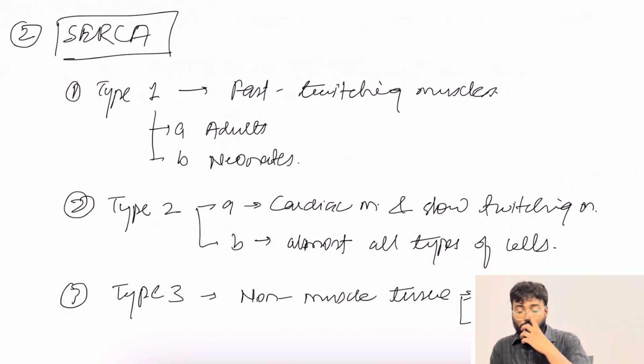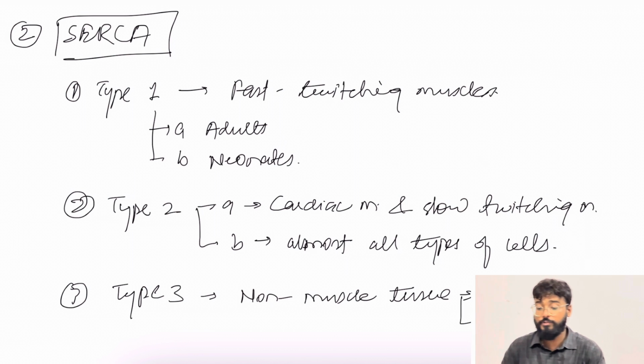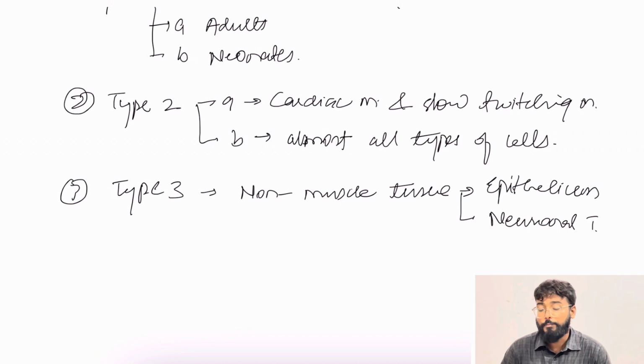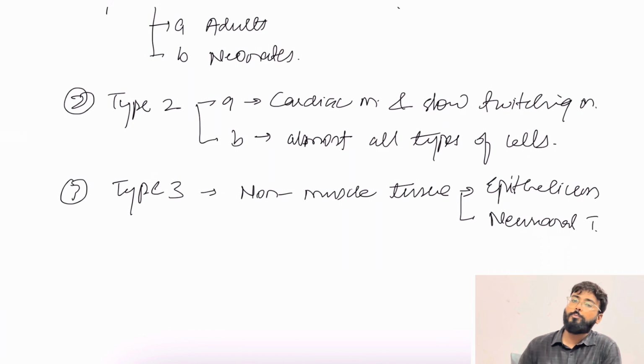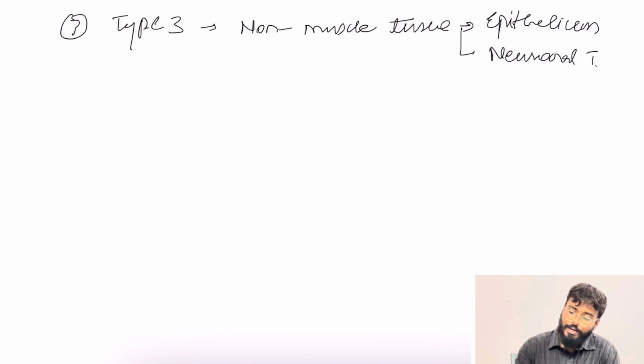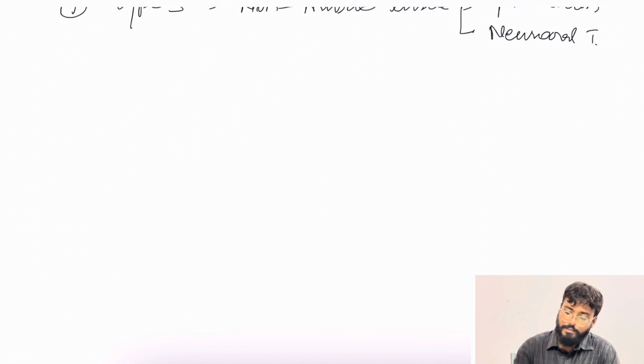So SERCA pump is also of 3 types, and there are further categorizations. Type 1 is present in fast twitching muscles; type 1A is present in adults, type 1B is present in neonates. Type 2 also has 2 subtypes, type 2A and type 2B. Type 2A is present in cardiac muscle and also in slow twitching muscles, and type 2B is present in almost all types of cells. And type 3 is present in non-muscle tissues, that is your epithelium and your neuronal tissues.